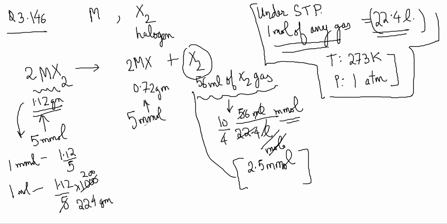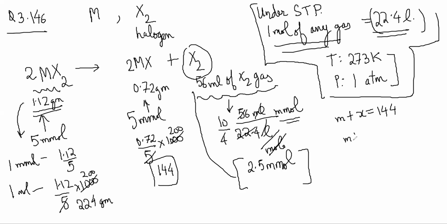And when you do the same thing for this, it becomes 0.72 by 5 into 1000, so it becomes 72 into 2, 144, right? So MX has weight 144. Let's say M's weight is small m and X's weight is small x. So m plus x is 144 and m plus 2x is 224, right? So when you subtract, you get x is equal to 80, and m should then be 64.